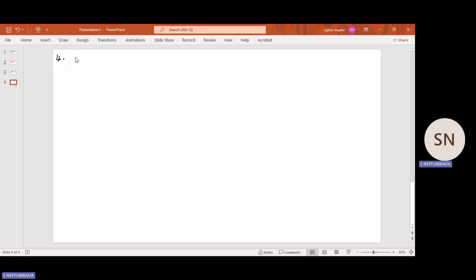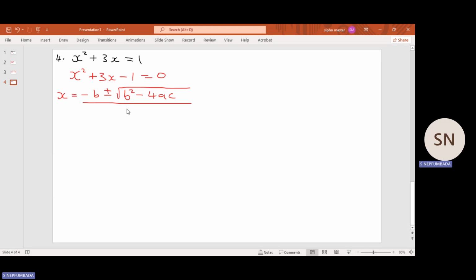So let's say we have x to the power 2 plus 3x is equal to 1. I told you that if you see any quadratic expression, you must first standardize it. Standardizing is putting the equation in standard form: x squared plus 3x minus 1 is equal to 0. Then we're going to use the formula x equals minus b plus or minus the square root of b squared minus 4ac, divided by 2a.